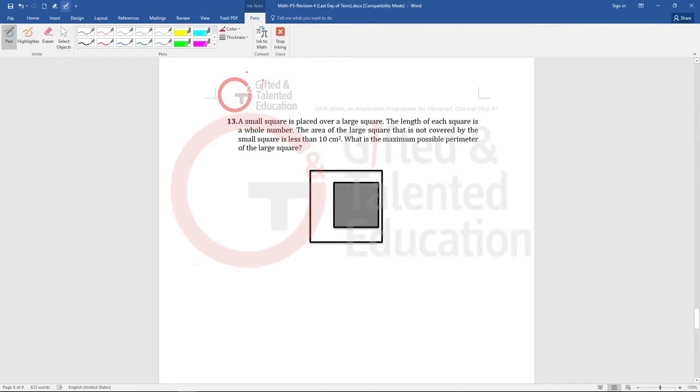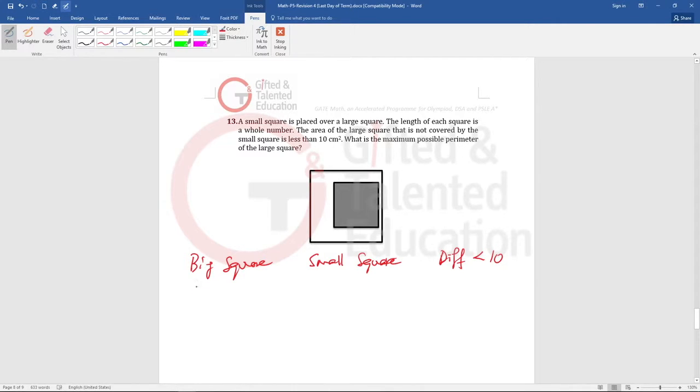We can solve question 13 by using guess and check. So this represents the area of the big square. This represents the area of the small square, while this represents the difference. And we must ensure that the difference between the big square and the small square is less than 10.